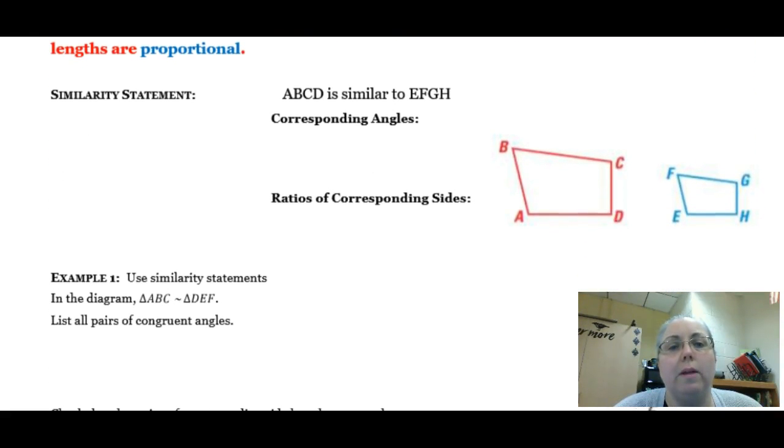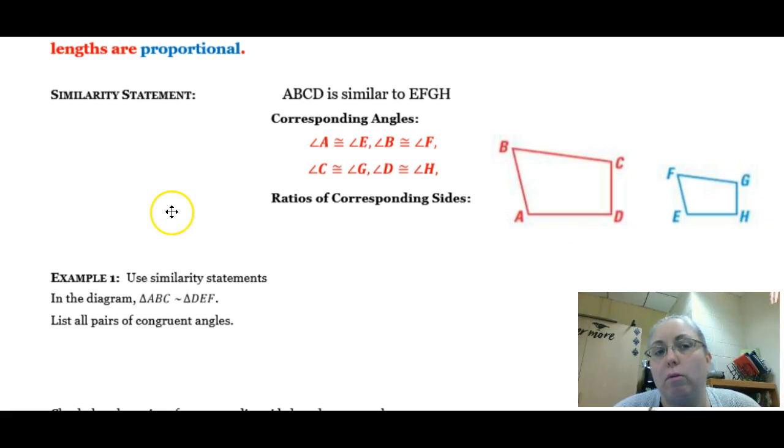So if we've been given these two polygons, ABCD and EFGH, and we're told that they're similar, then I know that my corresponding angles, A and E, B and F, C and G, and D and H, I know that all of those must be congruent.